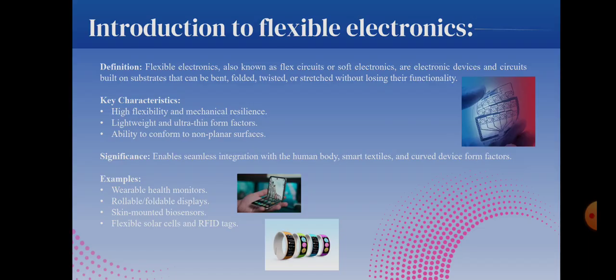The significance of this technology lies in its ability to seamlessly integrate with the human body. Smart clothing and curved electronic devices. Some common examples include wearable health monitoring devices, rollable and foldable displays like modern smartphones, skin-mounted biosensors, flexible solar cells, and flexible RFID tags.